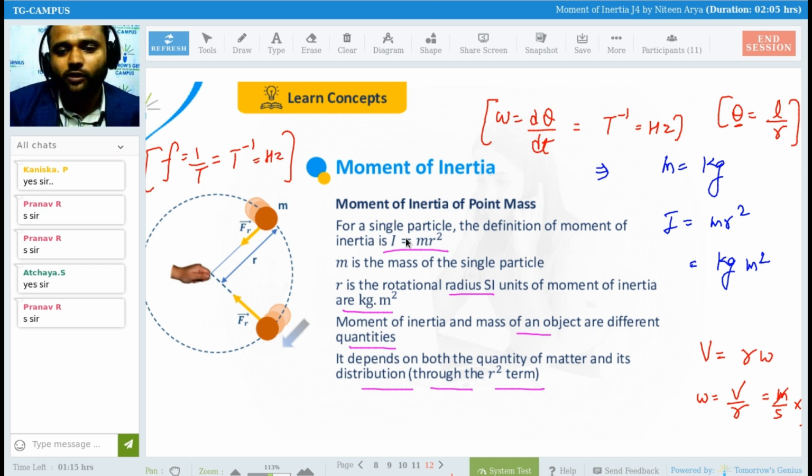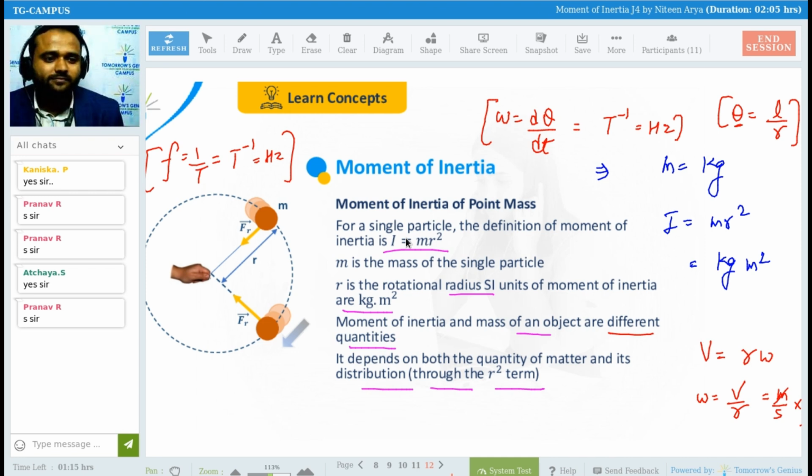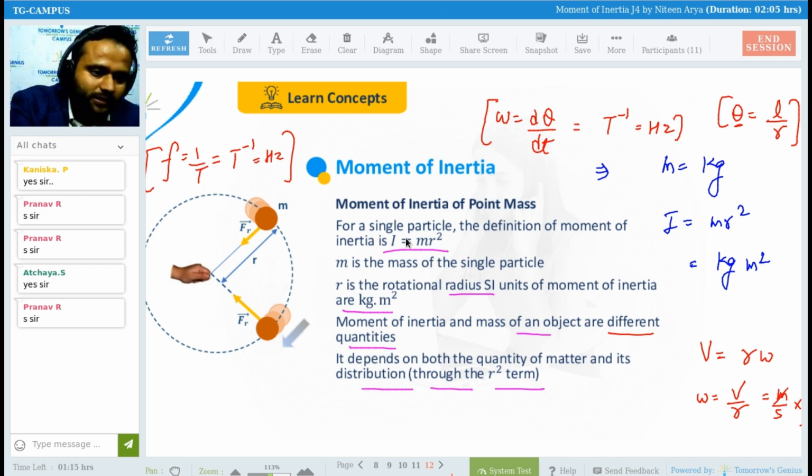Moment of inertia and mass of an object are different quantities. Is this clear, what I'm saying since the last 2-3 minutes? Clear? It means it is analogous. Don't treat them as almost equal, or as an equal thing. They are different quantities. For example, omega and v sound like the same thing, behave like the same thing, but they are not the same. They are entirely different quantities.